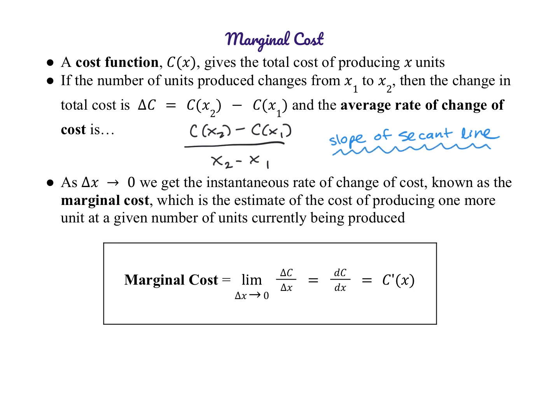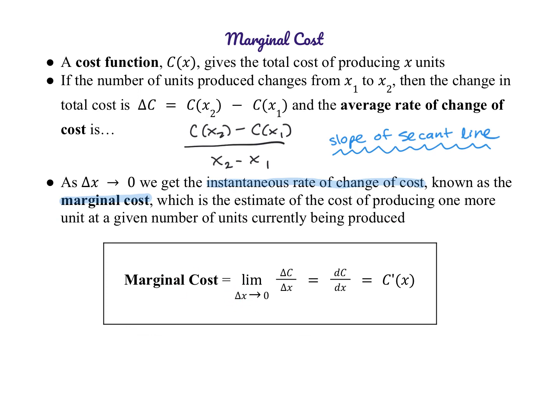But then, just like anytime we're discussing a derivative, let's imagine that that change of x, the difference, or delta x, between those two x values approaches 0. So they get closer and closer together. This would be the instantaneous rate of change of cost, which is known as the marginal cost. So the idea of marginal cost is simply an estimate for the cost of producing one more unit at any given number of units currently being produced.